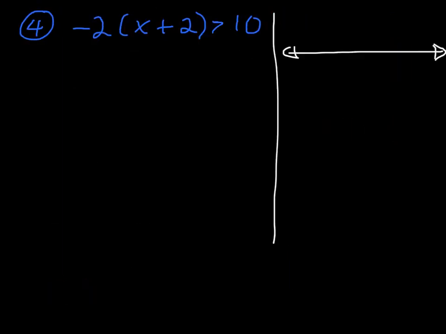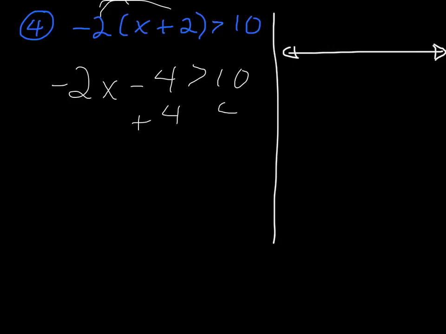Okay, this next one, number 4, says negative 2 times the quantity x plus 2 is greater than 10. Alright, so first thing we need to do is distribute our negative 2 through. And when we do that, we have negative 2x minus 4 is greater than 10. Now I need to add 4 to both sides, since it's being subtracted. So when we add 4, we just have negative 2x is greater than 14.